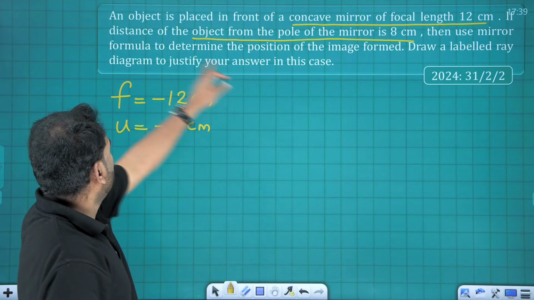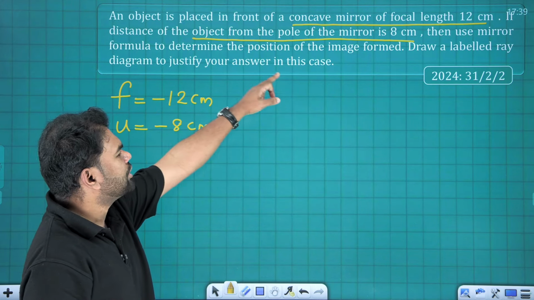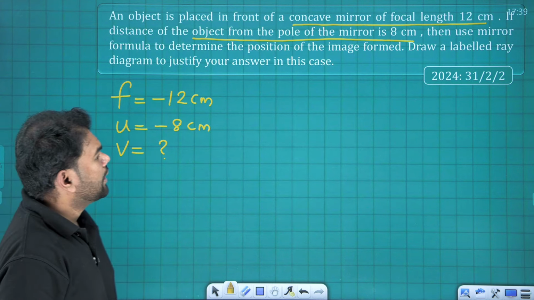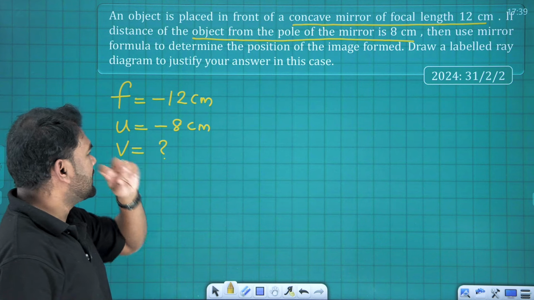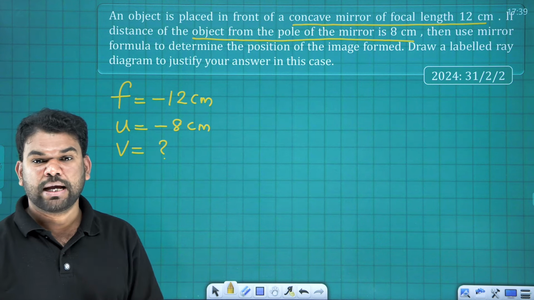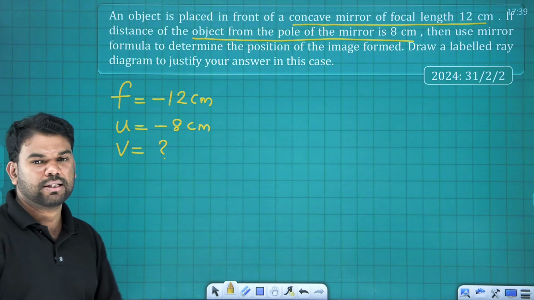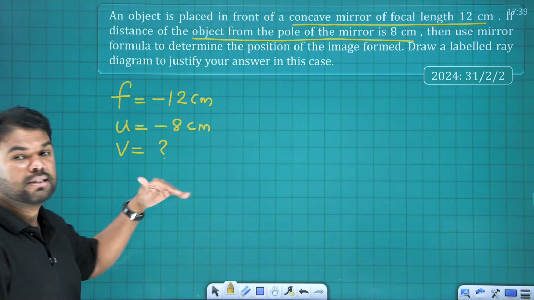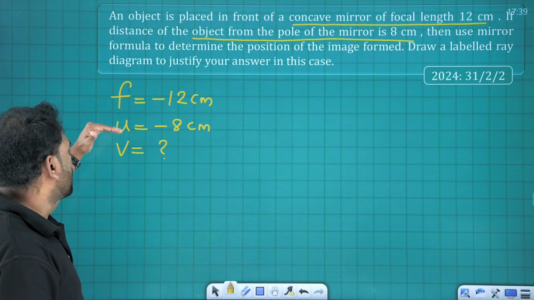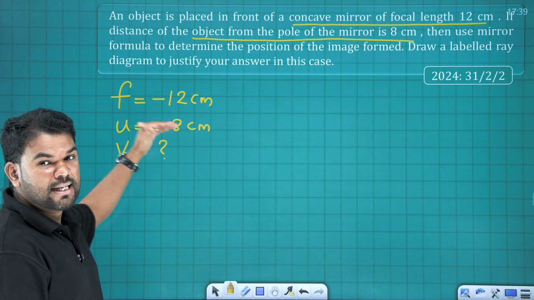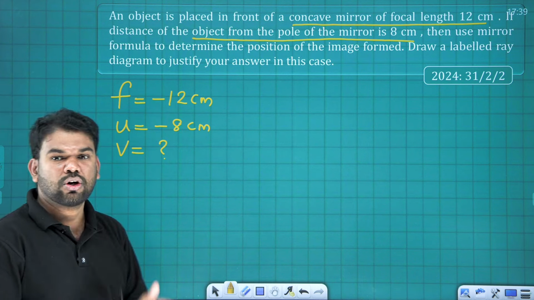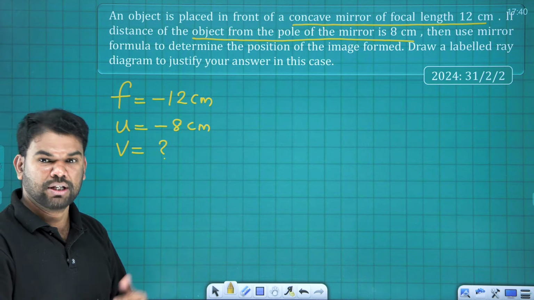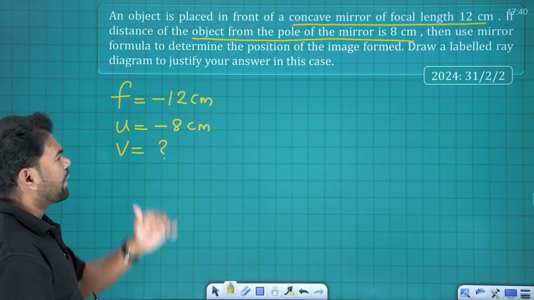Now, use mirror formula to determine the position of the image formed. So your question is to find out the image distance v. Draw a labeled ray diagram to justify your answer in this case. So here we have two questions. First, you need to identify the image distance. The second one, you have to draw the ray diagram. You can see that object distance is 8 centimeter whereas focus is 12 centimeter. So surely the object is in between focus and pole. So last case of concave mirror ray diagram we need to draw. We will draw that after finding image distance.